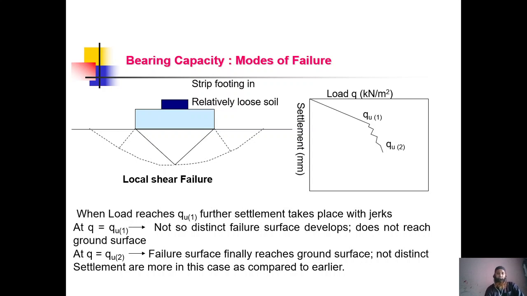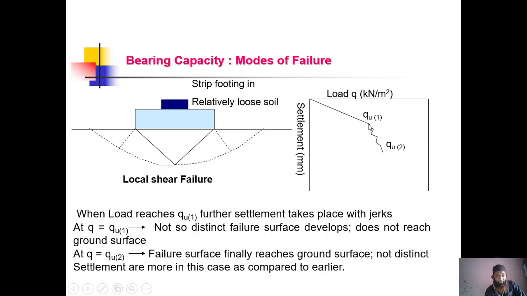You can see here, strip footing in relatively loose soil, where a local shear failure occurs. When the load reaches Q1, further settlement takes place with jerks. As the load increases, further settlement happens. In the right side figure, at Qu, as the load increases, the settlement keeps coming up. At Q1, no distinct failure surface has developed and it does not reach the ground surface. When the load is increased to Qu2, the failure surface finally reaches the ground surface, with no distinct settlement, in this case a complete failure.